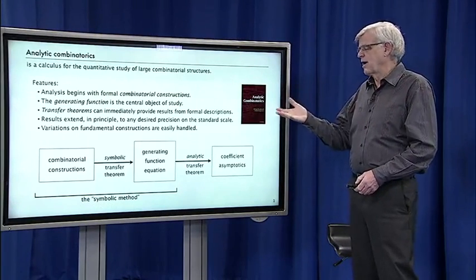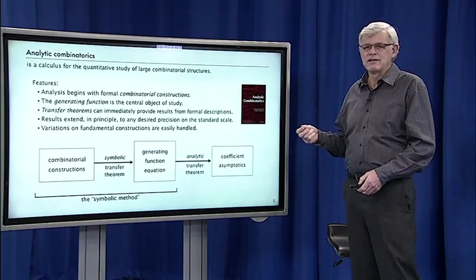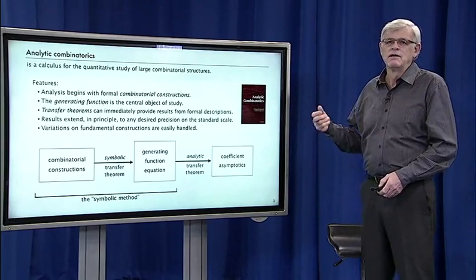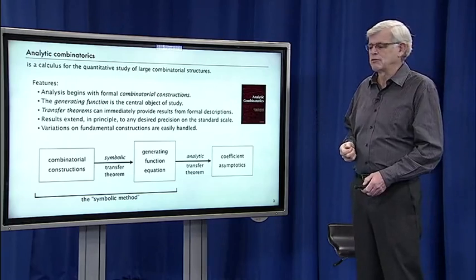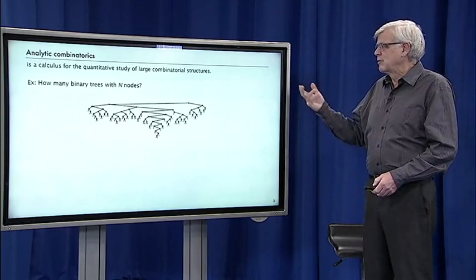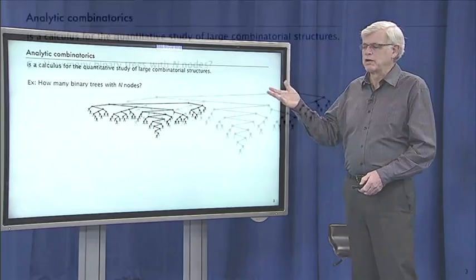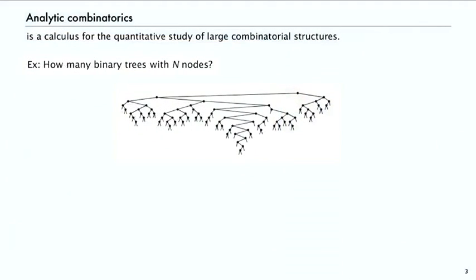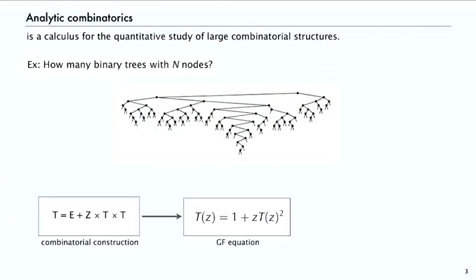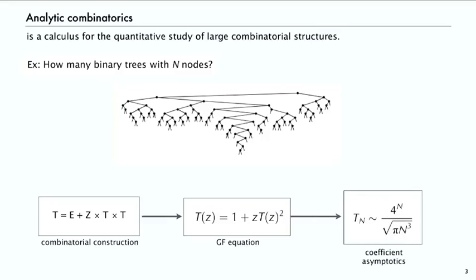Essentially, this process allows us to avoid a lot of the detailed calculations that we've been doing in the analysis of algorithms and combinatorial structures. For example, in analytic combinatorics, if you want to know the number of binary trees with n nodes, there's a combinatorial construction, and we'll go through the details of this, that immediately transfers to a generating function equation that immediately transfers to coefficient asymptotics for the result without going into all of the detail. That's the overview. We'll end the lecture with this slide too, and you'll understand everything that goes behind.